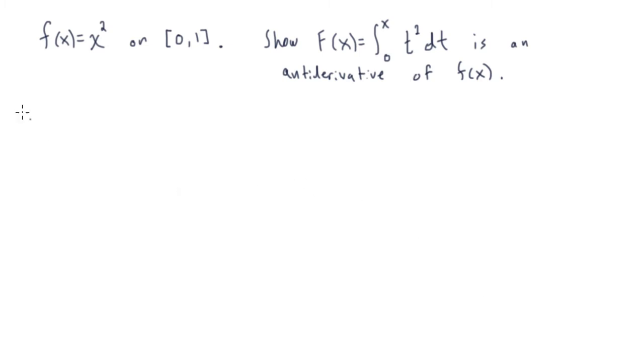So what's my goal? I'm going to fix an x value between 0 and 1. And then what I'm going to do is actually compute this definite integral for a fixed x. And that will give me that capital F of x as a function of x. And then I hope to show it's an antiderivative of x squared.